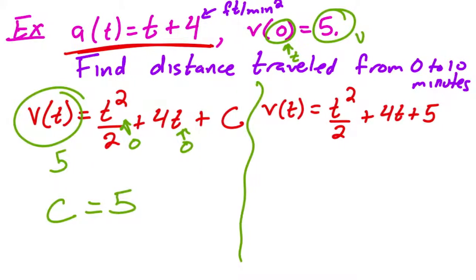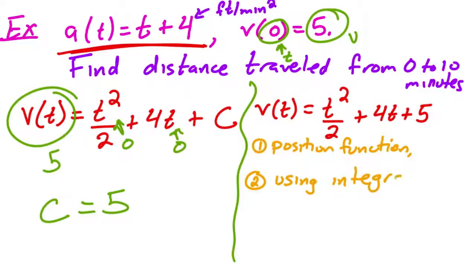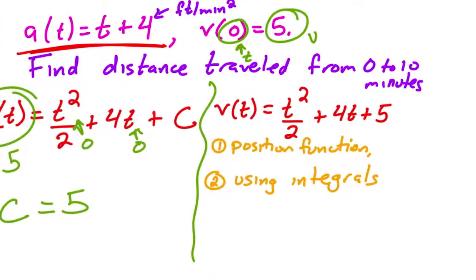Now at this point, you have two options. They're actually kind of similar. You can either find the position function, the same thing that we did when we first learned antiderivatives, and find the distance traveled using that, or using integrals. Now, since we're in the integration chapter, let's do it using integrals.